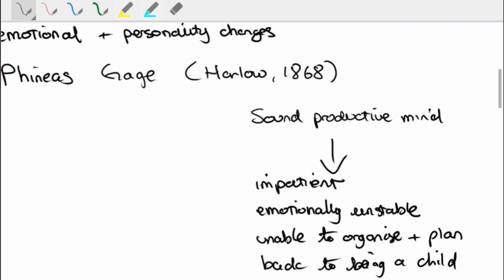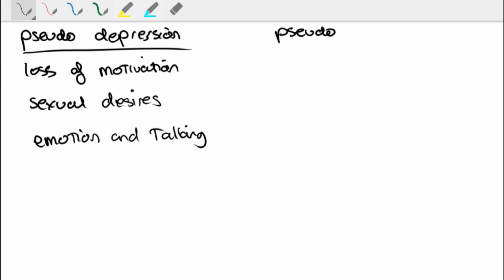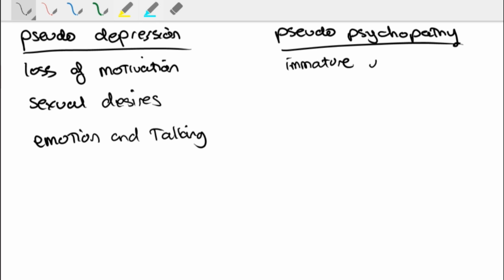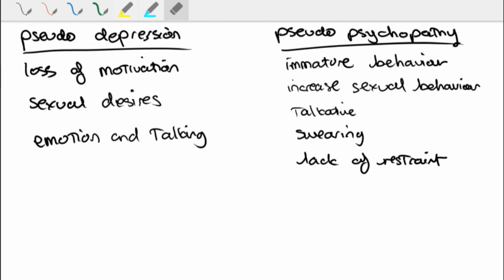Some other changes to do with prefrontal cortex damage include pseudo-depression, meaning loss of motivation, sexual desires, emotion, and talking, and/or pseudo-psychopathy, meaning immature behaviour, increase in motivation for sexual behaviour, being too talkative, swearing a lot, and a lack of restraint. It's possible to have both with frontal lobe damage depending on the situation.